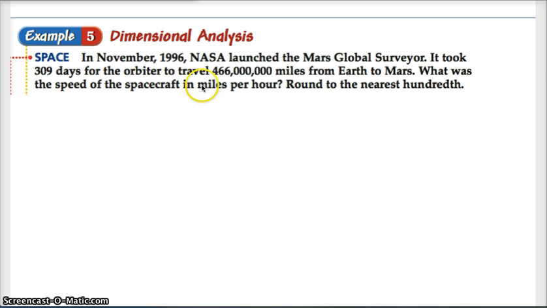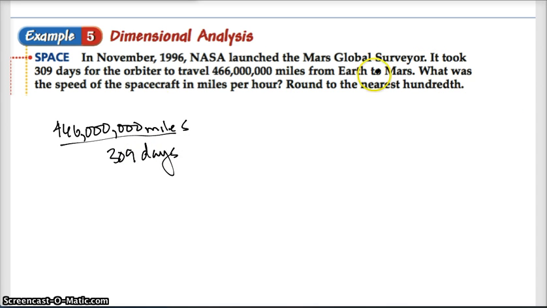In November 1996, NASA launched the Mars Global Surveyor. It took 309 days for the orbiter to travel 466 million miles from Earth to Mars. What was the speed of the spacecraft in miles per hour? Round to the nearest hundredth. So let's go ahead and think about it. We've got 466 million miles that we're dealing with, and those miles were covered in a period of 309 days.